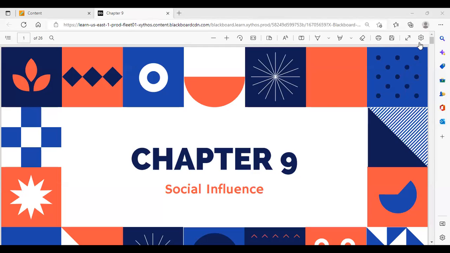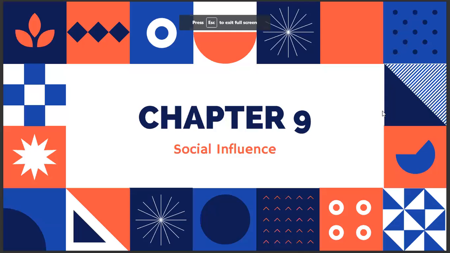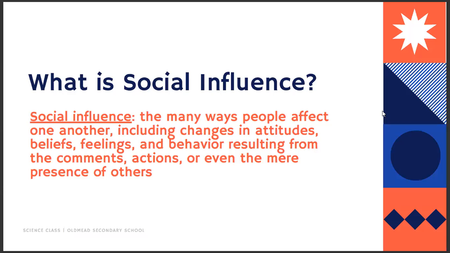Okay, so chapter 9 is over social influence. So, how social situations influence how you behave. I really like this chapter, and I hope you will too. And maybe once again you'll start to understand why you do the things you do and why others do things the way they do them.